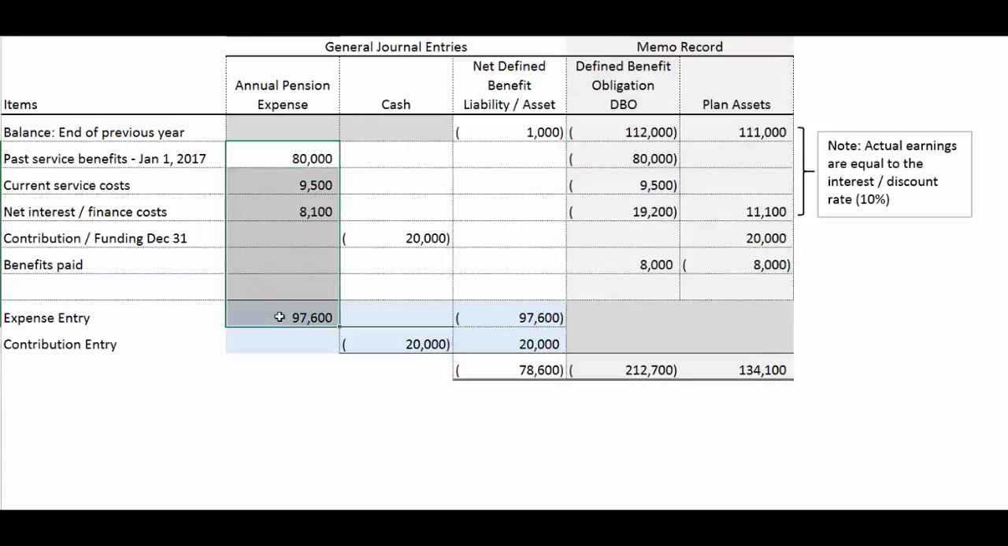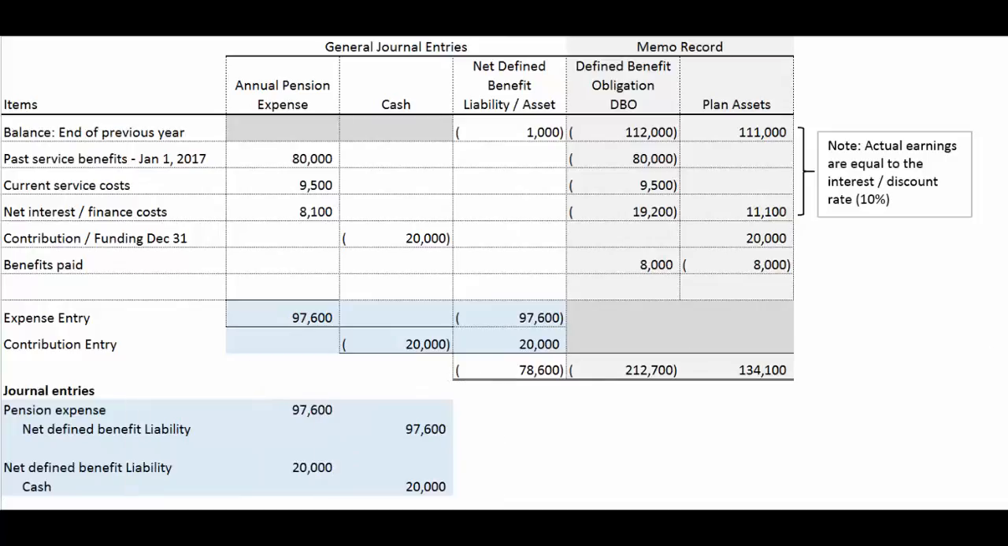I add this column up to get $97,600. I add this column up to get the credit of $20,000. This $97,600 is a credit to the net defined benefit asset liability, and this contribution is a debit to that amount. So this now forms, the blue part forms my journal entries. And our balance sheet will show a net defined benefit liability of $78,600. Keen, eh? Oh, there's a word you don't hear often anymore.